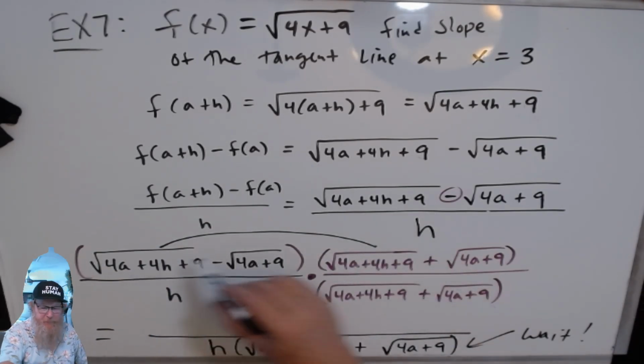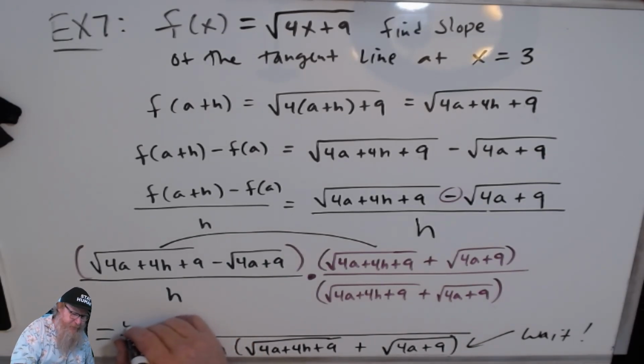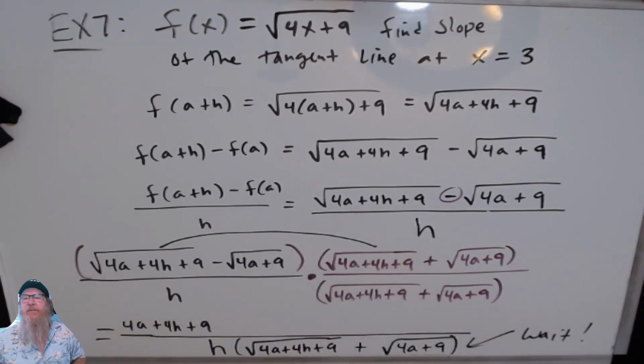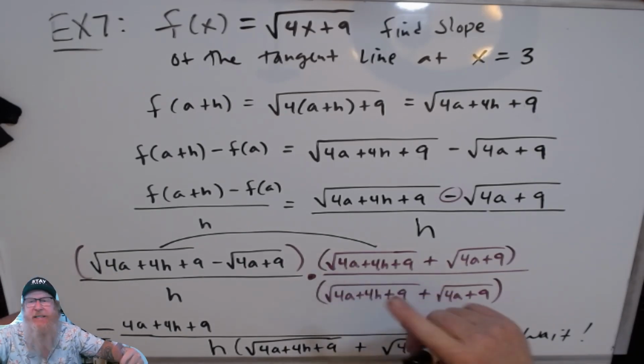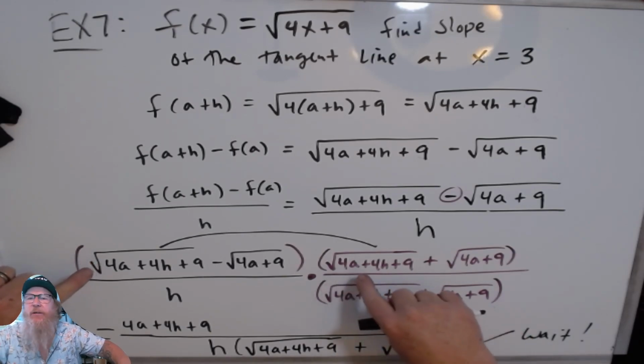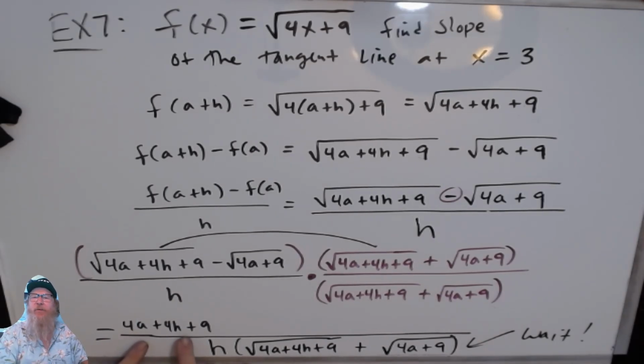So all of my work is going to occur on the top. When I multiply a square root times a square root, those are going to cancel, and I'm going to get 4a plus 4h plus 9. So the radicals will cancel. In the interest of time and space, I'm not going to show that, but you've seen it before. You have the square root of something times the square root of the same thing, so it's the square root squared, which is just whatever the radicand is.